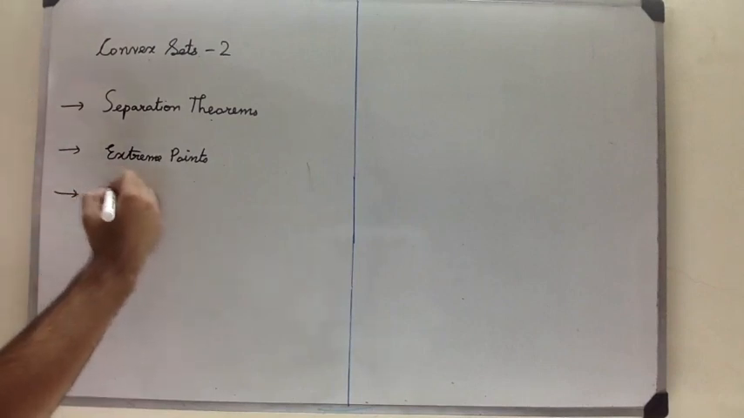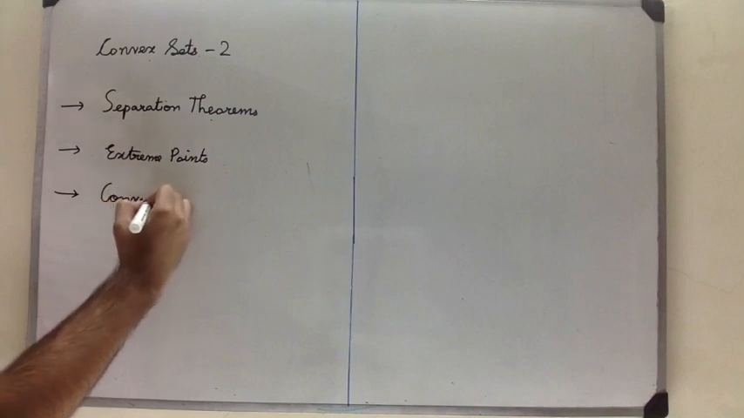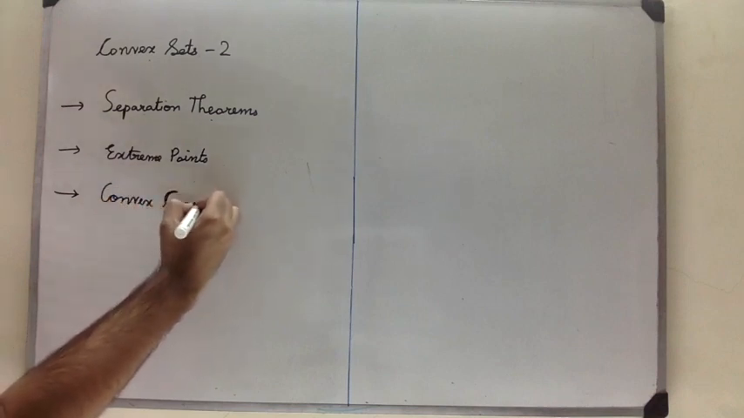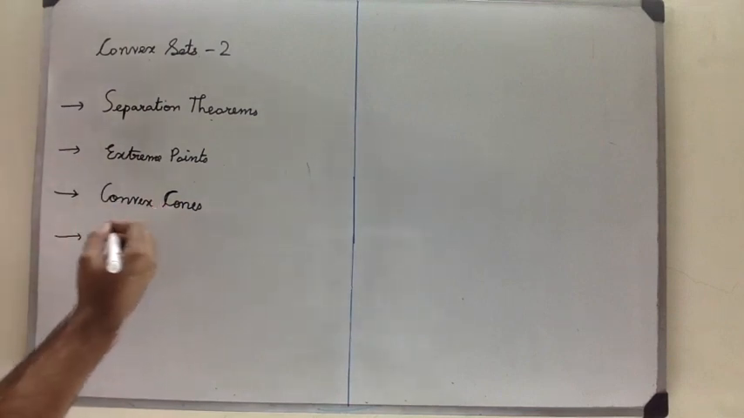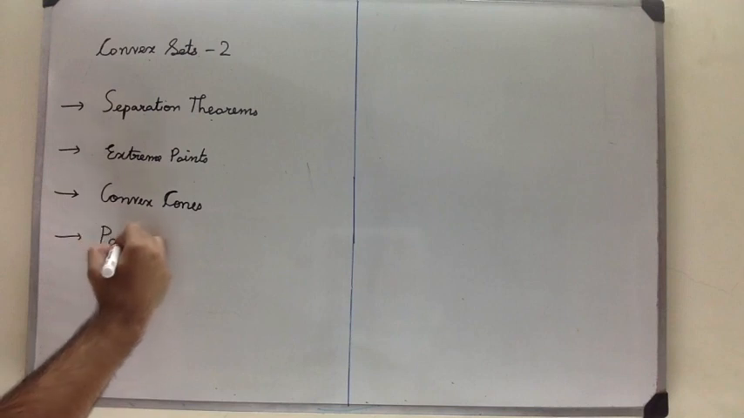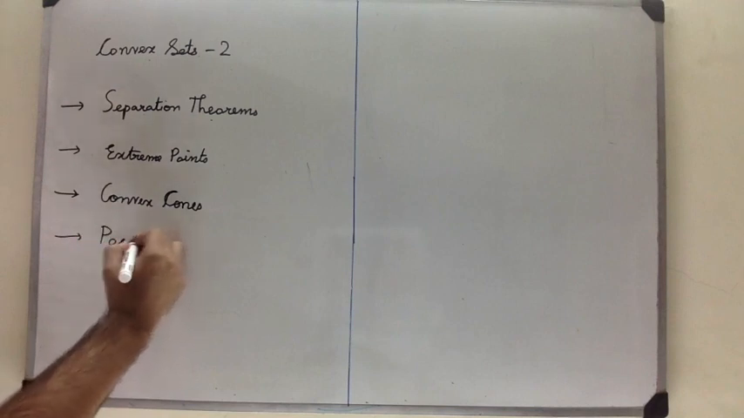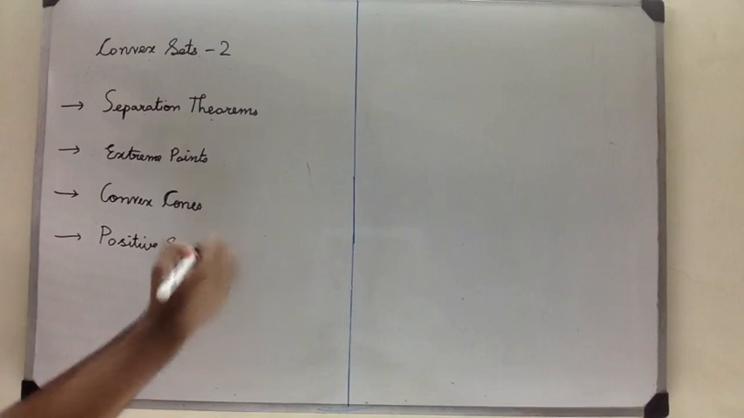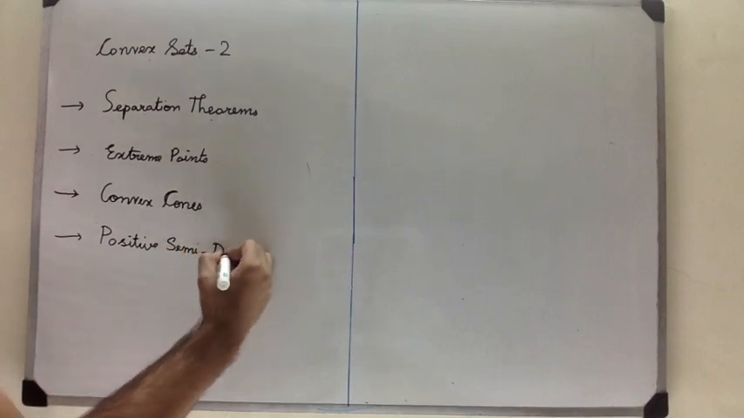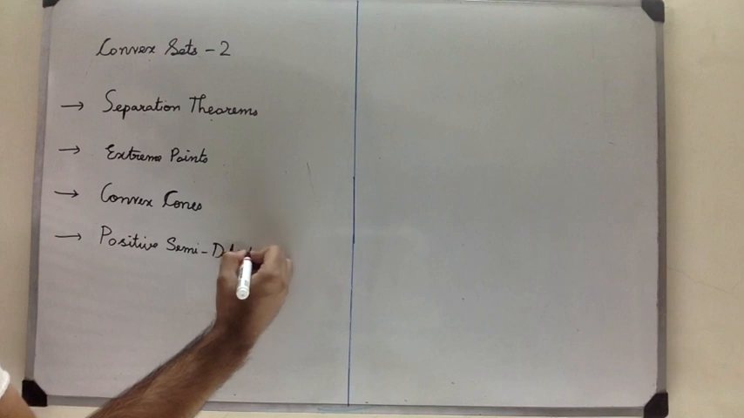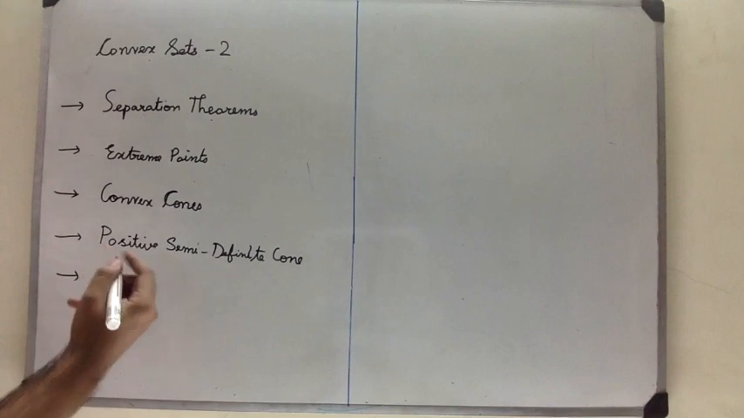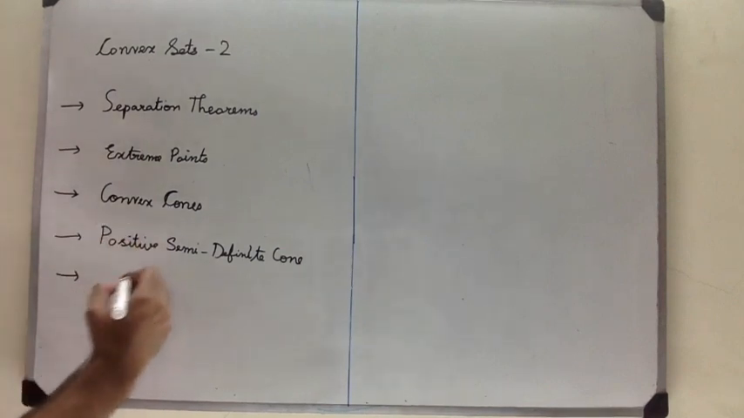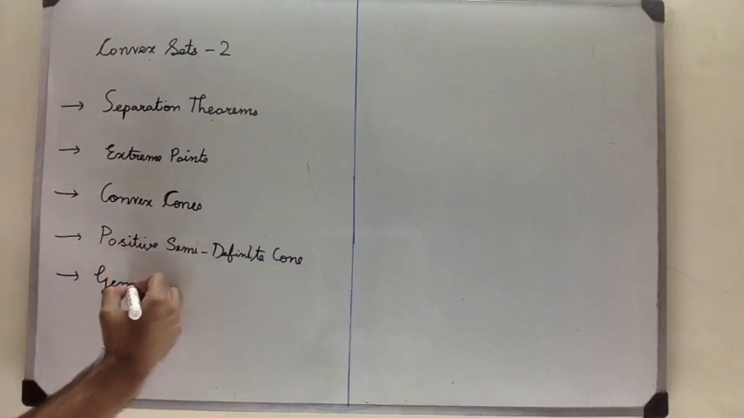Then we look at convex cones. Then we'll introduce an important convex cone called the positive semi-definite cone. And we look at some of its properties. Then we'll introduce inequalities, generalized inequalities under a cone.